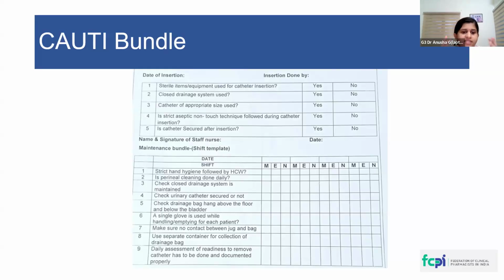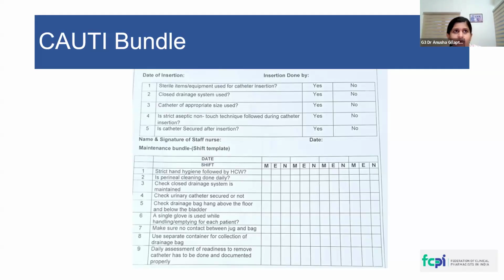So you should not have gloves in both hands when you're emptying the patient's urinary bag or handling something, because one hand should be free for writing or for any other purpose. The gloved hand will be involved with the fluid or the infectious material, but one hand has to be free for other purposes. Then use a separate container for collection from the drainage bag.